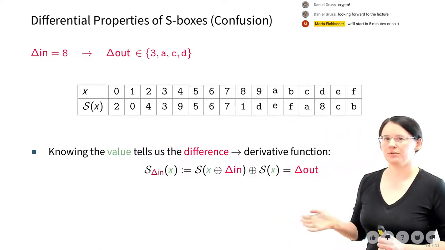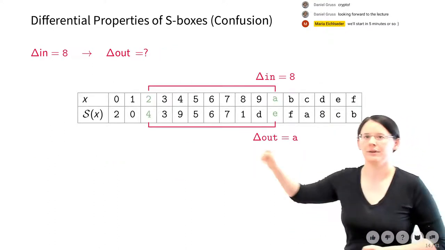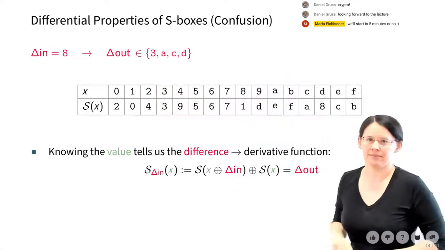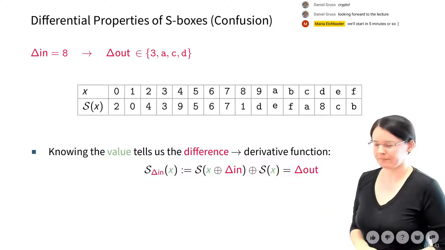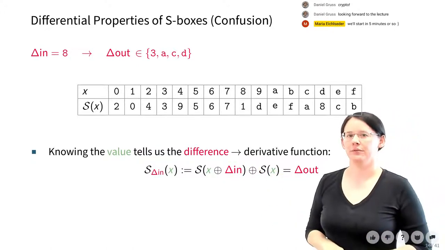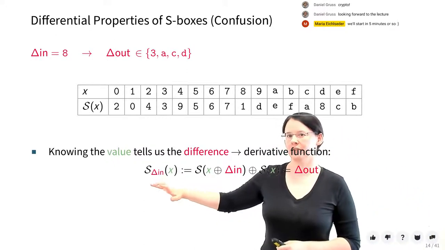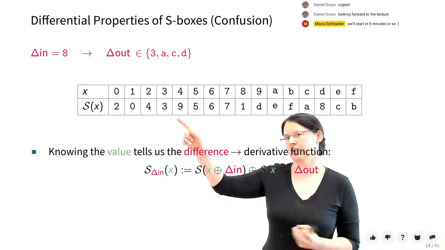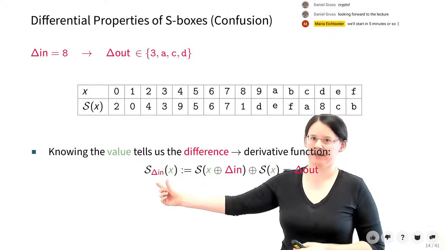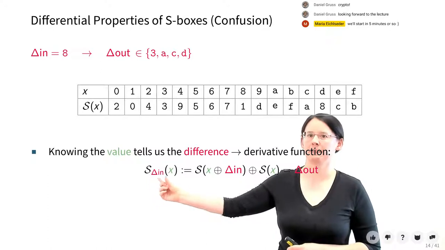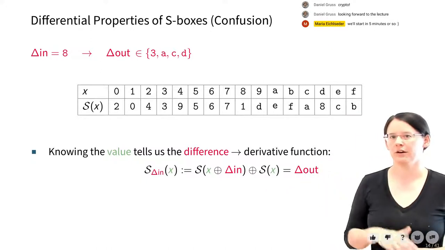However, there are two things we do see here. The first thing, which is quite obvious, is that if we know the exact values, like if we know exactly that it was a 2 and an A, then we also know the exact output difference. We can simply compute it. And actually, we can also make a sort of derivative function out of this. So what we can do is we can derive this directional derivative of the function. So this S-box here is simply a function from 4 bits to 4 bits. And we can look at this derivative function in the direction of a certain input difference. And for any specific value, this function is going to give us the corresponding output difference.